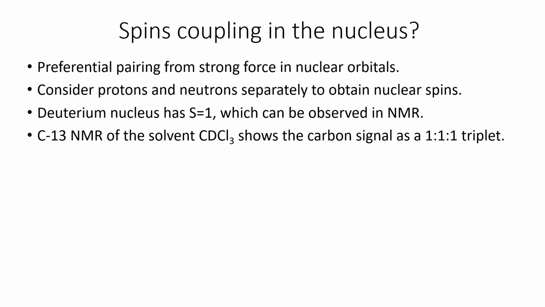Whereas, of course, the other time you see a triplet would be if you are coupling with, say, two protons. And that would be a 1-to-2-to-1 triplet. And this reflects the fact that you've got the different possibilities of up and down. So you've got an up-down and a down-up combined together to make that middle peak twice as large.